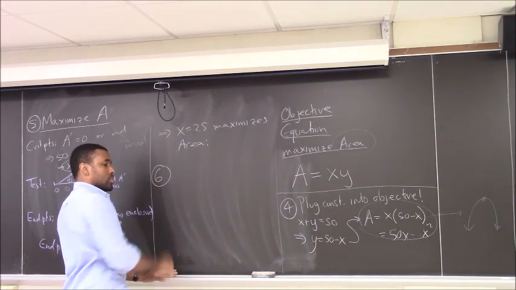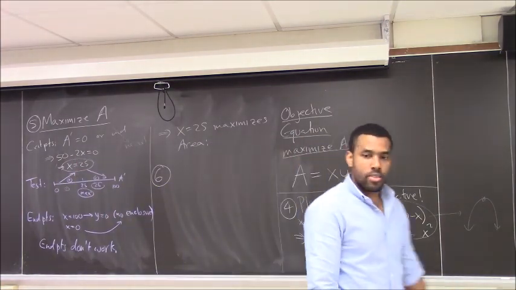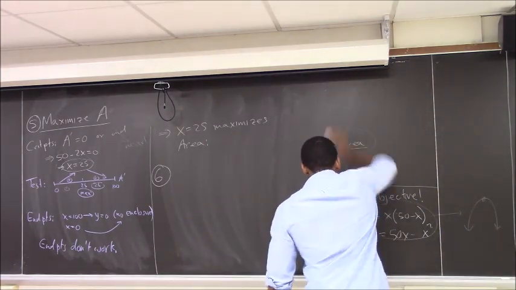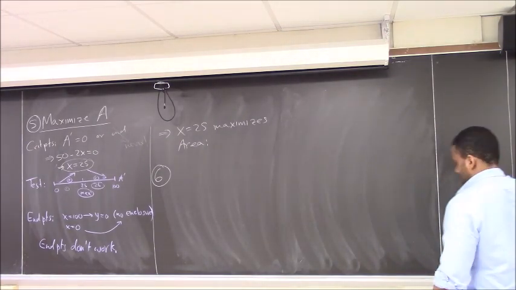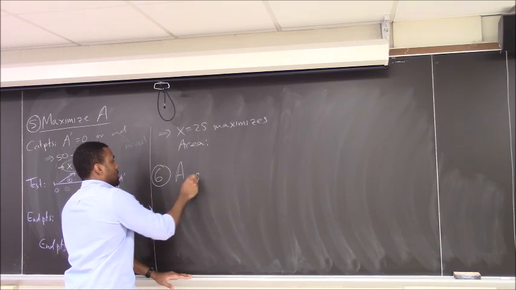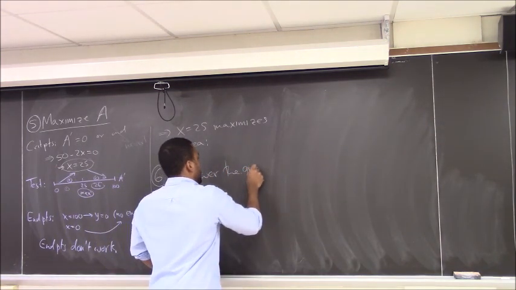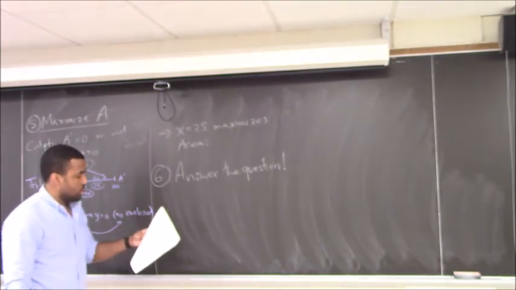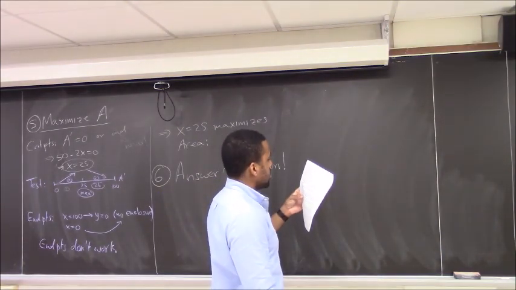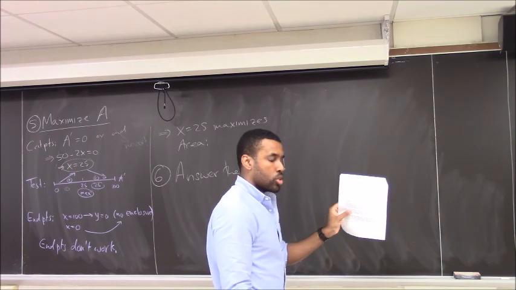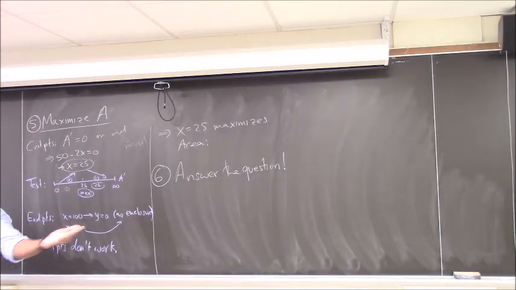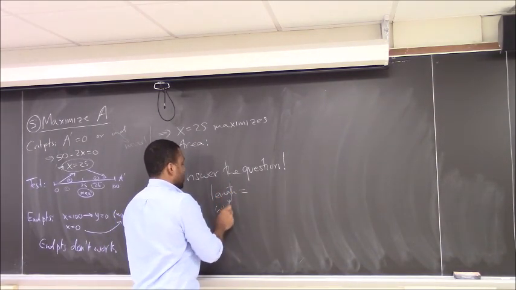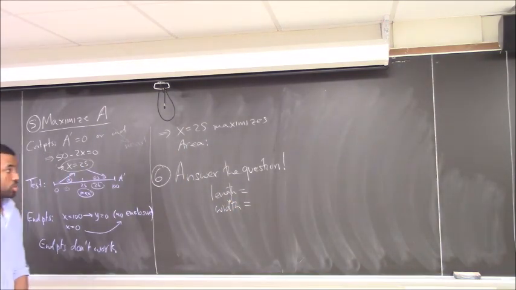And that finally brings us to step 6. Right, so the point of step 5 is to figure out the values that will maximize or minimize the thing you care about. And now step 6 is to answer the question. So in this question, if you read it, which you should have, that was step 1, it asked for what dimensions should the enclosure be, which means you need to answer the dimensions, which means you need to tell me the length and the width of this rectangular enclosure. These are the dimensions of the enclosure.